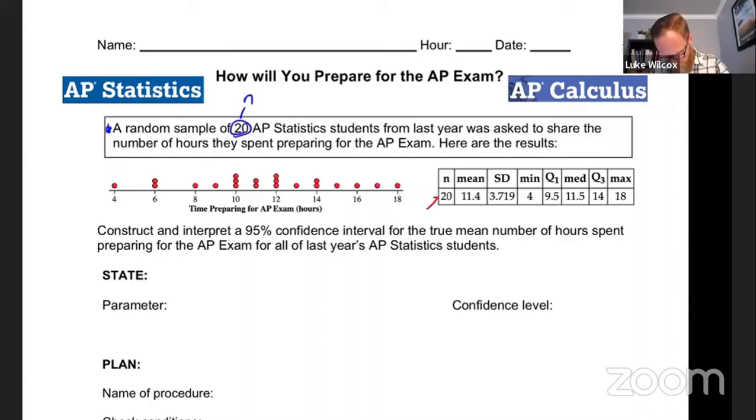And sure enough, here's our sample size of n. Here is the mean of the sample. So let's be careful with our notation here. This is x bar because it is a sample mean. And then the standard deviation that's next to that, that is a sample standard deviation, which is s. So let me pause right here and make note of one thing.